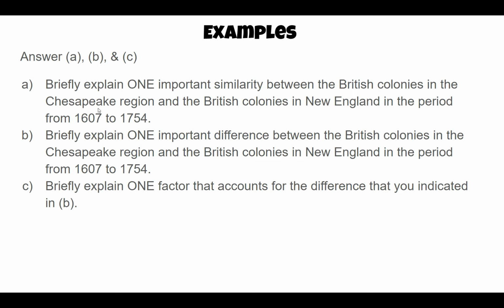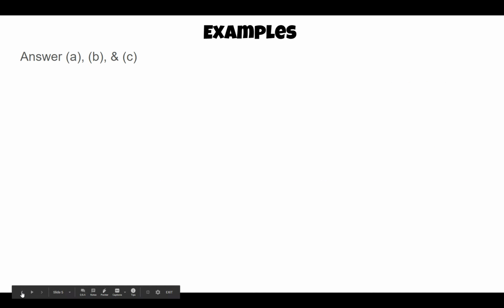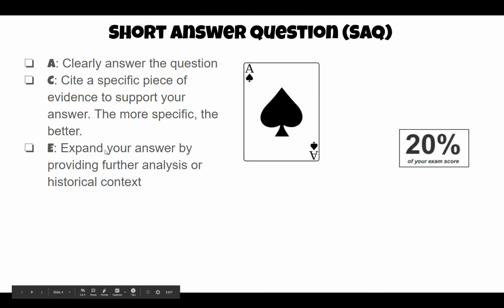C says, briefly explain one factor that accounts for the difference that you indicated in B. So again, 2 to 4 sentences for A, 2 to 4 sentences for B, 2 to 4 sentences for C. And you want to make sure you're using that ACE method: clearly answer the question, cite specific evidence, expand your answer by providing historical context or analysis.